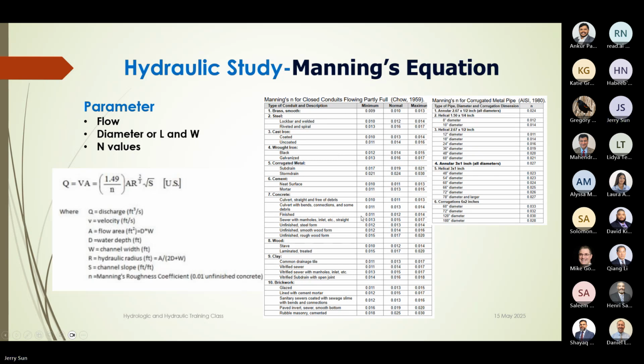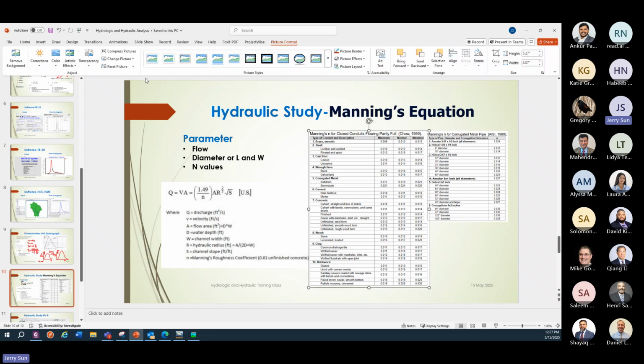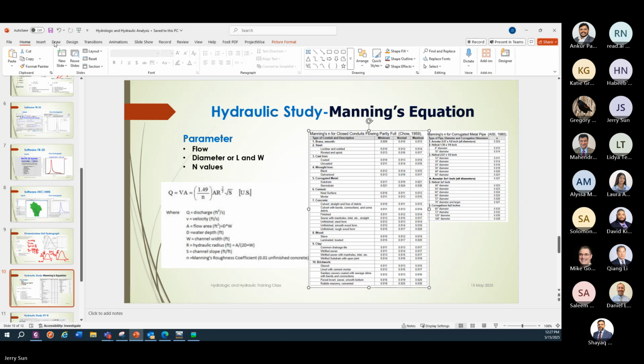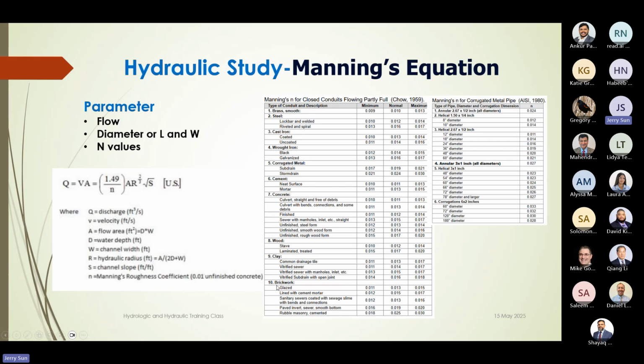Yeah, of course, sometimes we see brick culverts, very old brick culverts. They have different parameters you can look at if you design.